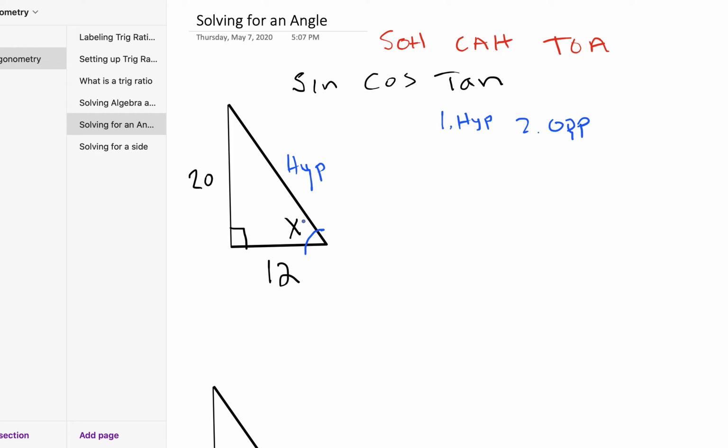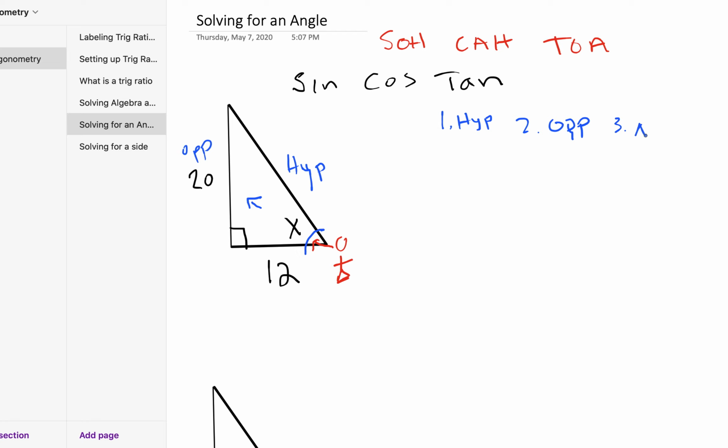label what's opposite, and when we say opposite, we mean opposite of the reference angle. One way to look at it is to pretend you're standing there and you're looking from that spot. That's your reference point. That's why it's called a reference angle. So standing at that point, which side is opposite of you? Well, that would be across. So across or opposite of you would be 20. So the 20 is the opposite side.